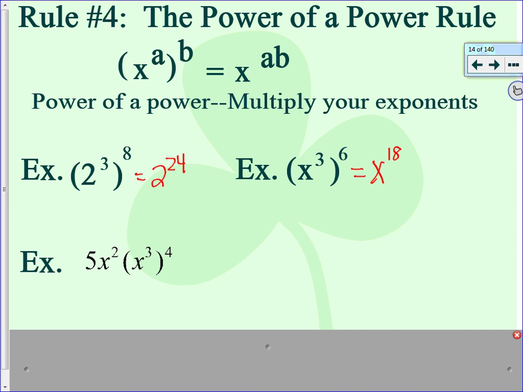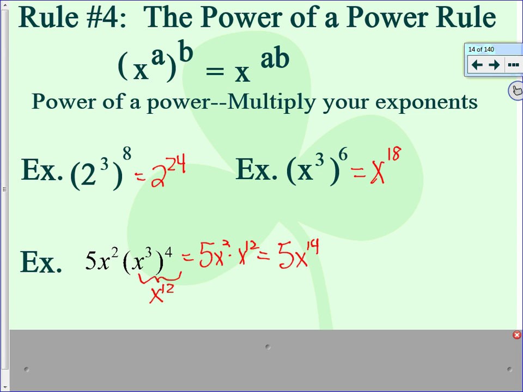Now actually this one has a couple of steps. So you are still going to use order of operations here. So it'd be x to the 12, and then it'd be 5x squared times x to the 12, and it'd be 5x to the 14th. Okay, how do you guys feel about that?